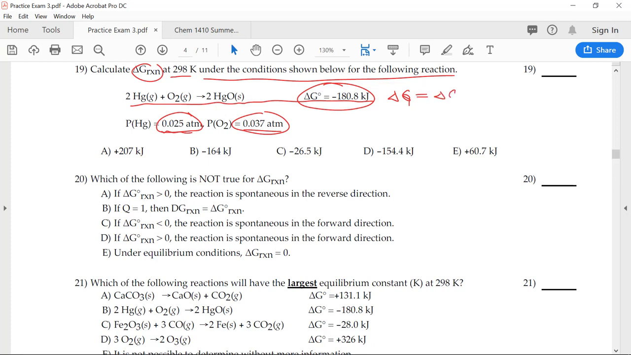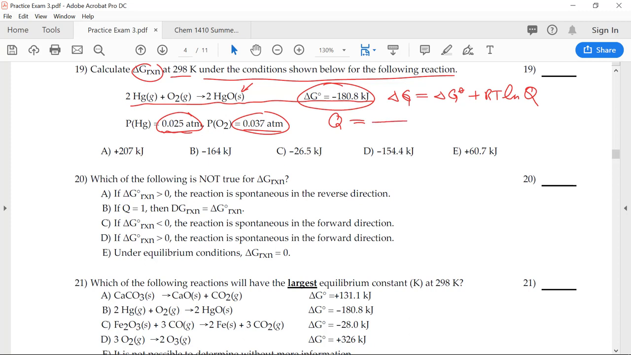Delta G is delta G naught plus R times T natural log of Q. So you need to be able to calculate the Q. How do you calculate Q? A solid will not be included in any equilibrium constant or reaction quotient related calculation.